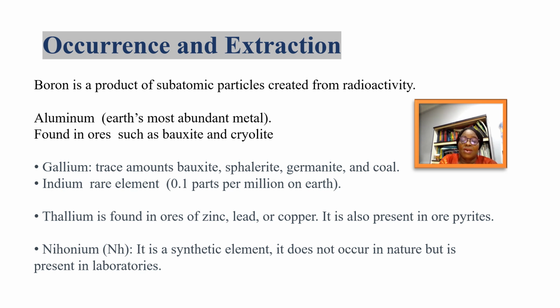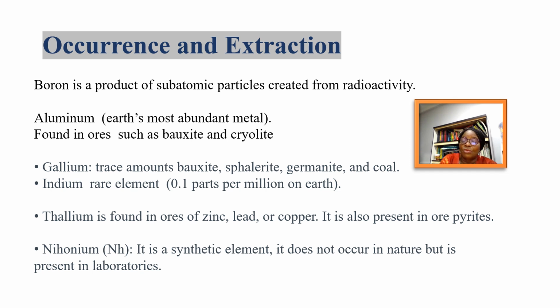How do they occur and how are they extracted? We find that boron is in limited quantities and is a product of subatomic particles created from radioactivity. Aluminium is not present in a free state, though it is the earth's most abundant metal. It's found in ores such as bauxite and cryolite. Gallium is found in trace amounts in the minerals diaspore, bauxite, sphalerite, germanite, and coal. And indium is a rare element that is only present in around 0.1 parts per million on Earth.